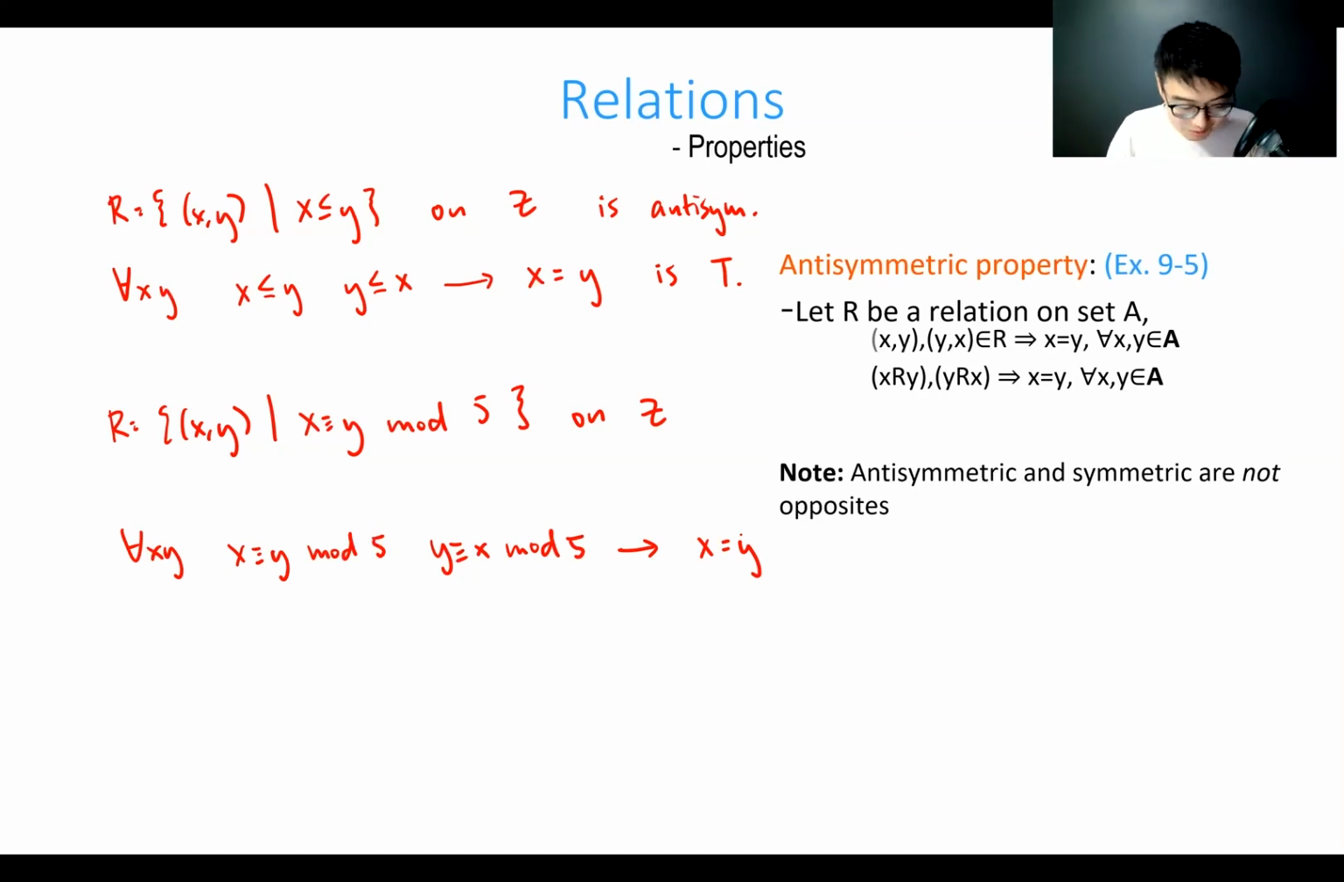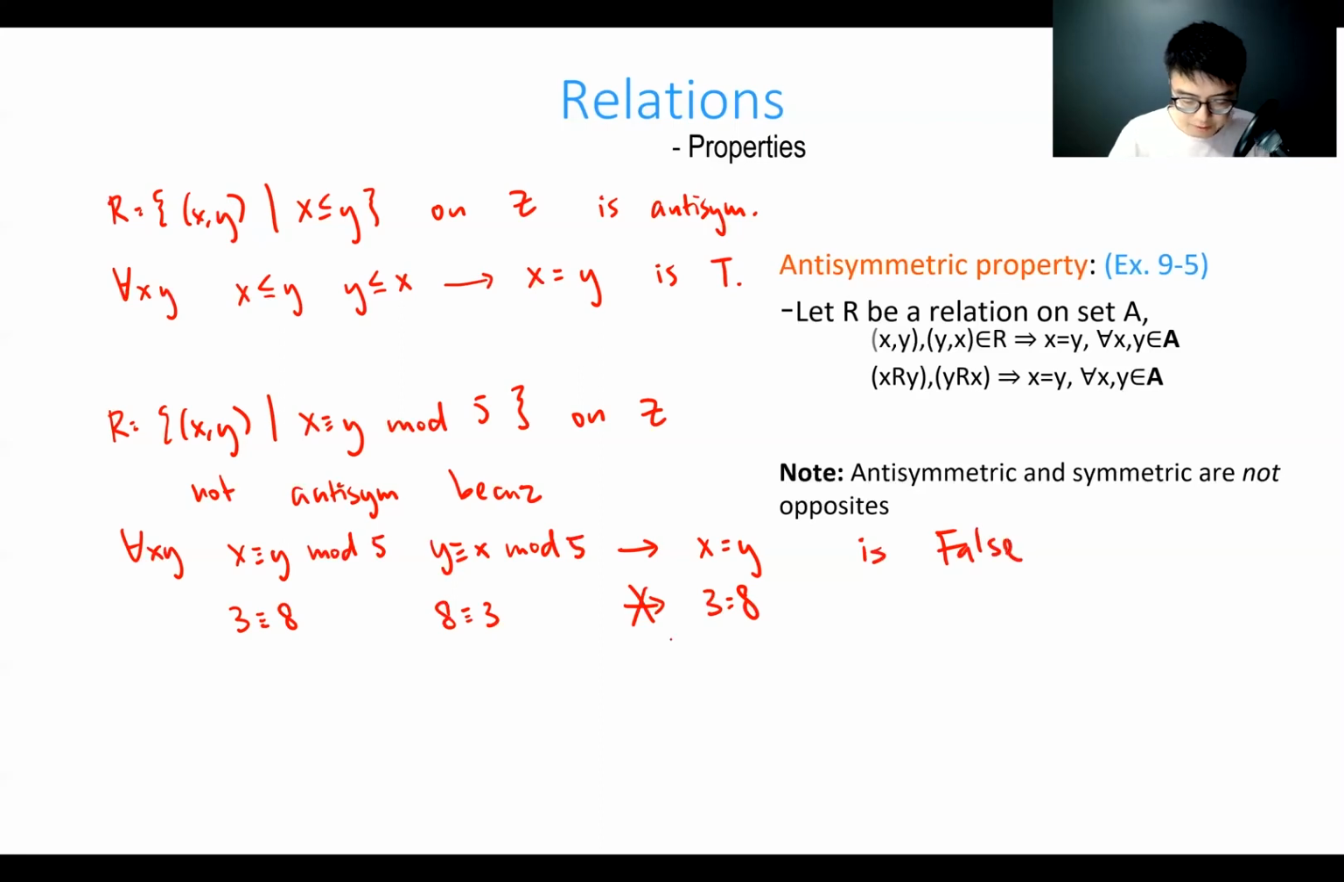We saw many examples in which x is congruent to y and y is congruent to x mod 5, but x and y don't have to be equal. So here's a counterexample. We can say 3 is congruent to 8 mod 5, and 8 is congruent to 3 mod 5, but this does not imply that 3 equals 8. So this is not antisymmetric, and this is because the statement is false. And there's our counterexample there.